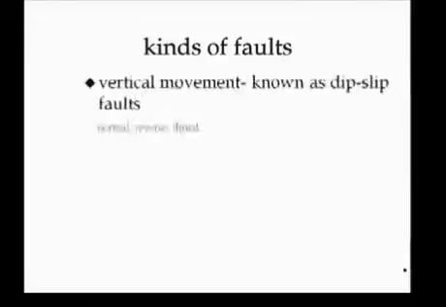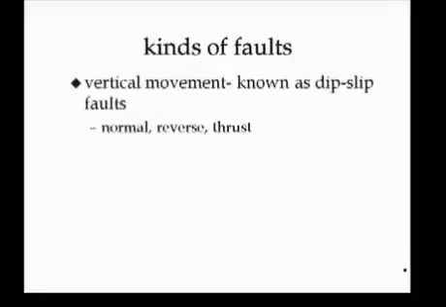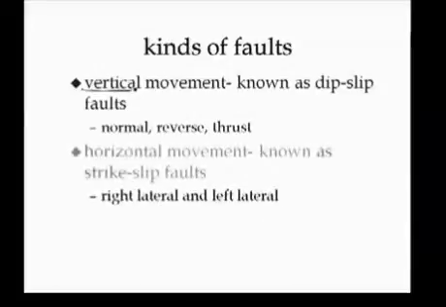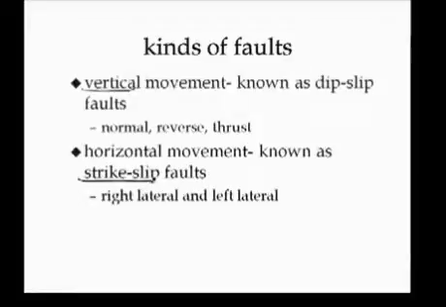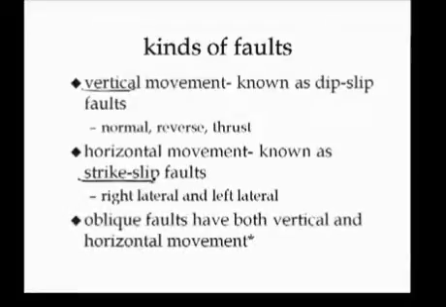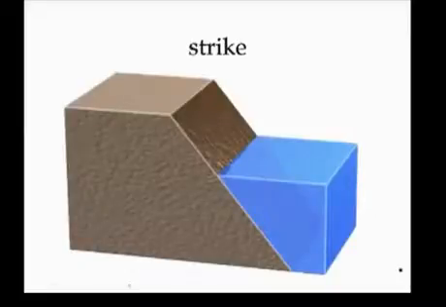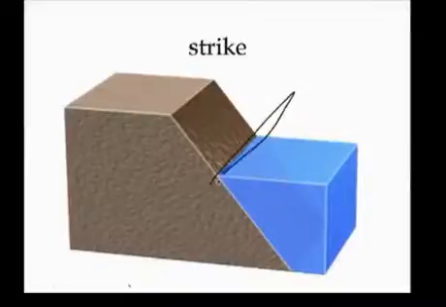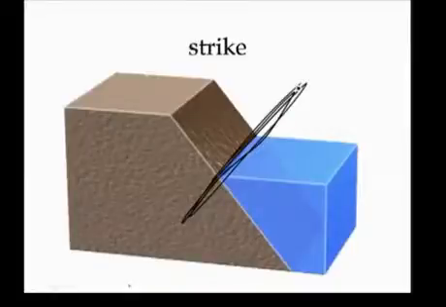Now for faults. The kinds of faults are dip-slip faults, which are from vertical movement, and you have normal, reverse, and thrust. You have horizontal movement giving you strike-slip faults, left lateral and right lateral, or you could have oblique faults with both vertical and horizontal. Now you can memorize those names, or you can make sense of them by using the terms that you have learned before. The strike, as you'll remember, is a compass direction along this line, the line that a horizontal plane makes with a tilted plane.